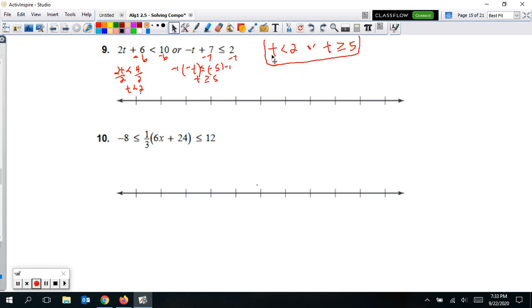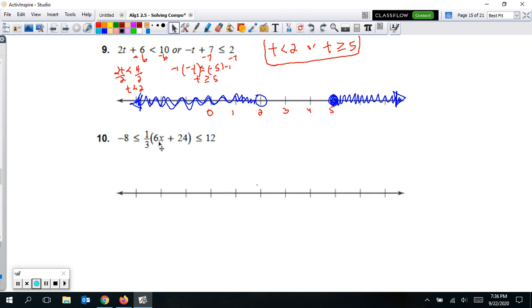So our solution, I'll put it up here very clearly, we have t is less than 2 or t is greater than or equal to 5. Alright, so for the graph, let's put numbers on our graph here. So 0 to 5, and then we're going to put an open hole at 2 and a closed hole at 5. And since it says or, we should be shading in opposite directions. Let me double check. t is less than 2, which means it's going to go off to the left, and t is greater than 5. So yes, it goes off to the right.